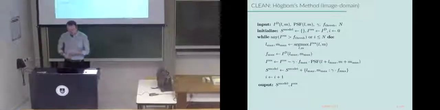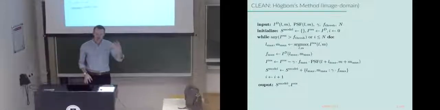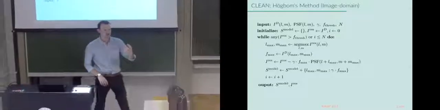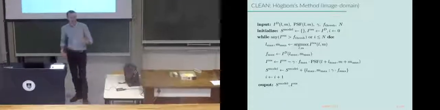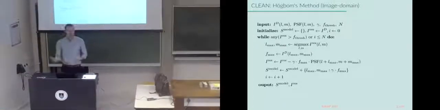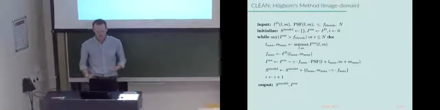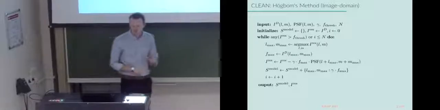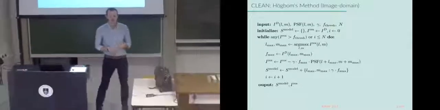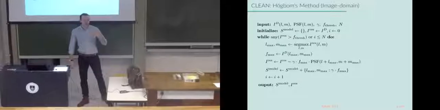So like I said, Högbom's is very simple. You have some input. You start off with the dirty image, which we make by transforming our visibilities. We have our PSF, which we know because of our array geometry, our sampling function, remember? And then we have these three parameters. We have this gamma, which is the gain parameter.